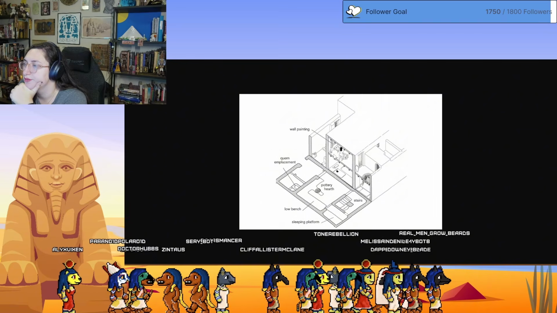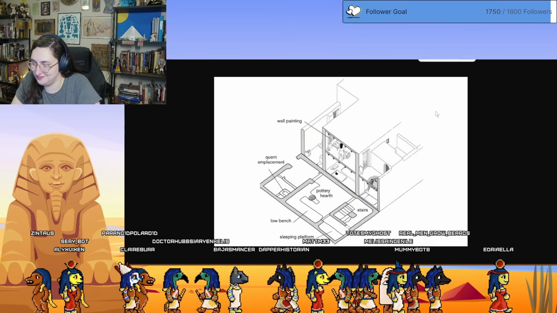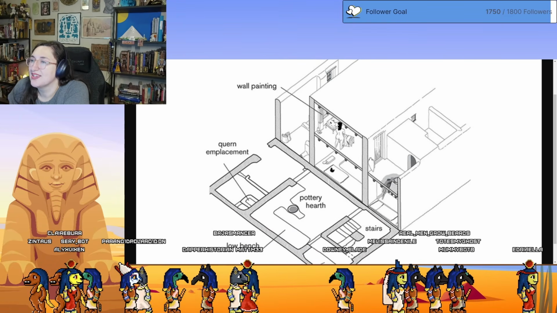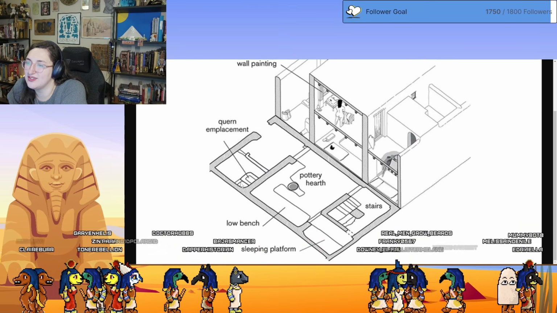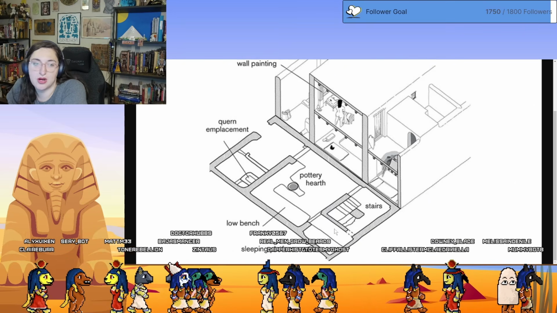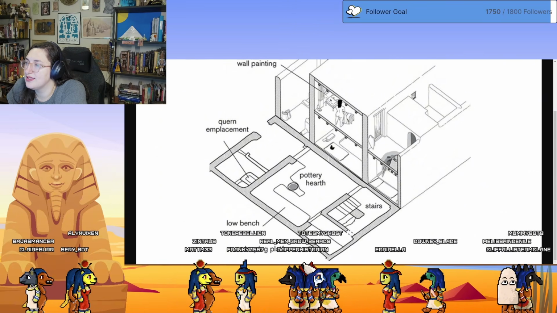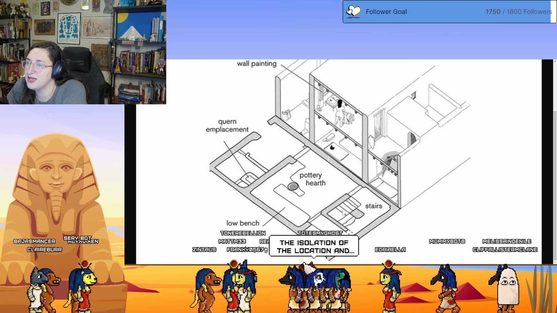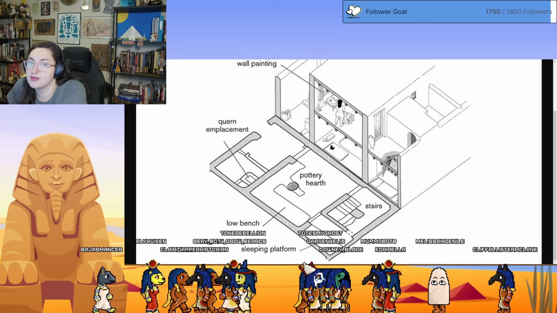Oh, here we go. Oh, is that a little butt? I think it's a little butt. I think it's the lady changing. So you walk in and there's like a bench and there's a sleeping platform. The bedrooms are always quite small in these houses. And then the stairs potentially to an upstairs room, but they had much more of like a living space. And a hearth.